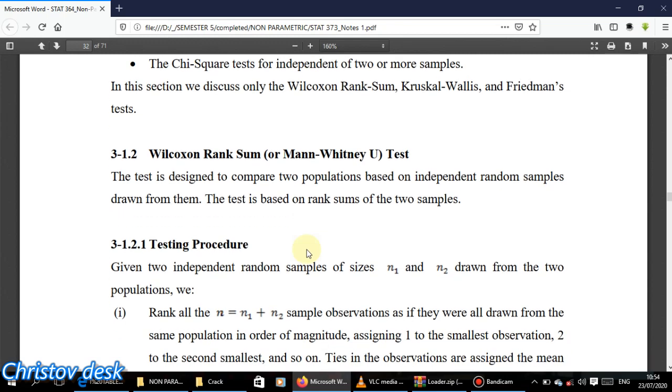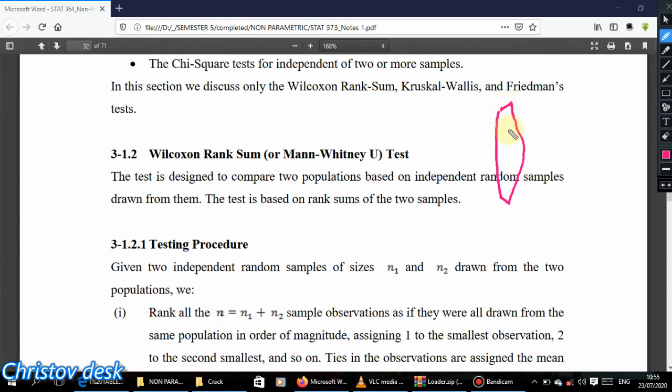So the test is practically designed to compare two populations based on independent random samples. If you've not done a lot of statistics, let's look at samples that are independent. When we are talking about independent samples, some people say unpaired. It's actually when you take data from two different populations, or let's say two different samples.